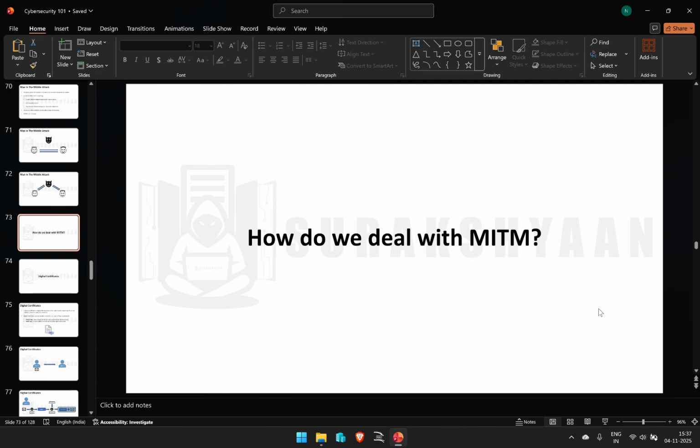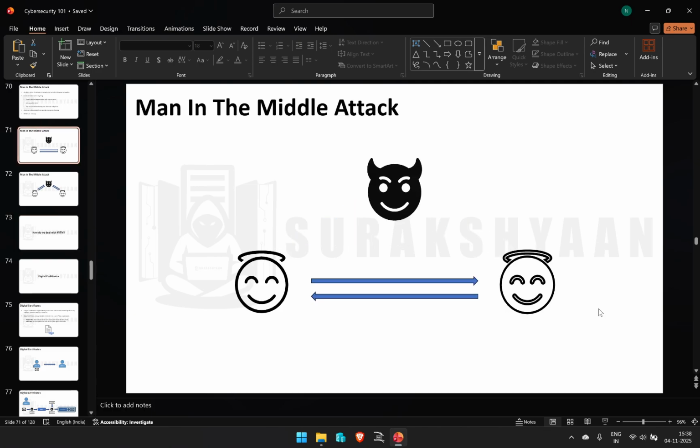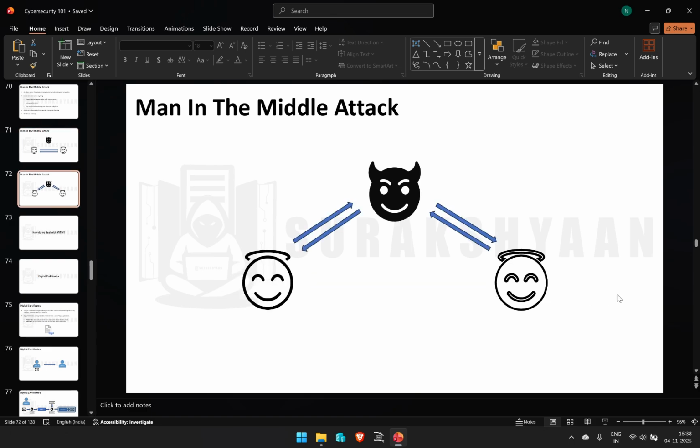So let's understand how we deal with man in the middle attack. What's happening here is there are two parties communicating with each other and an attacker intercepted the communication, and now the communication flows to and from the attacker, right? So what do we need here? We simply need a validating mechanism, a mechanism through which each communicating party can validate each other's identity, right?